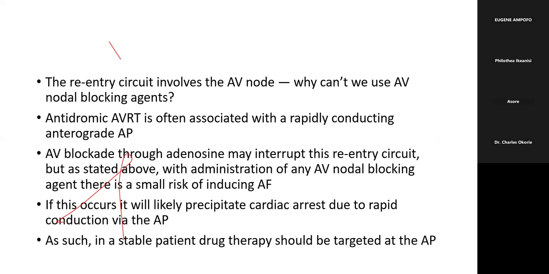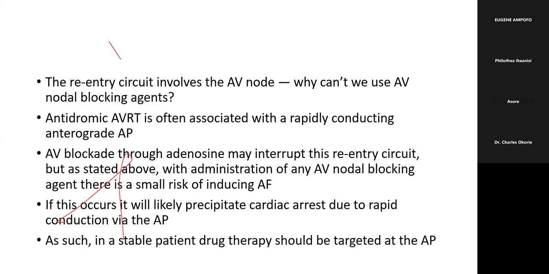Because in the antidromic, the circuit does not go through the normal AV nodal pathway, it goes through the accessory pathway before moving back. So if you block the main pathway, which is the AV node, the accessory pathway will keep firing, leading to atrial fibrillation that might precipitate cardiac arrest. So in patients with antidromic Wolff-Parkinson-White, we do not give AV nodal blockers.